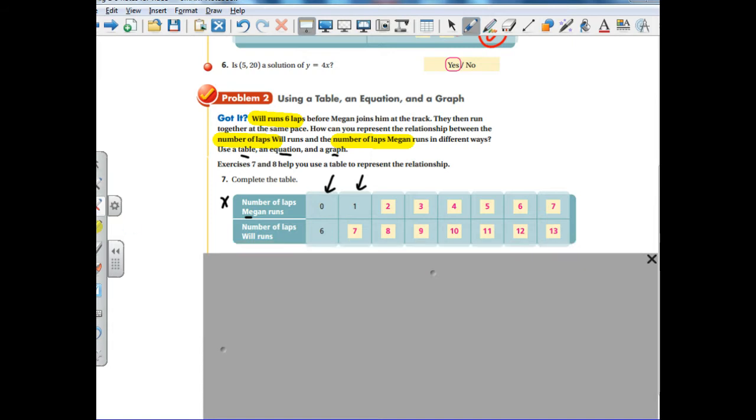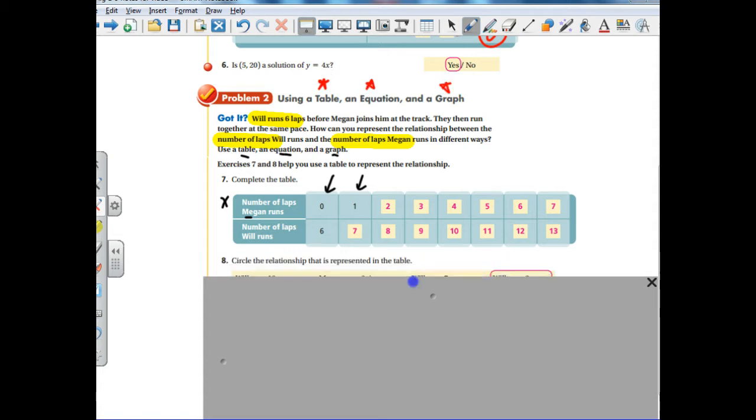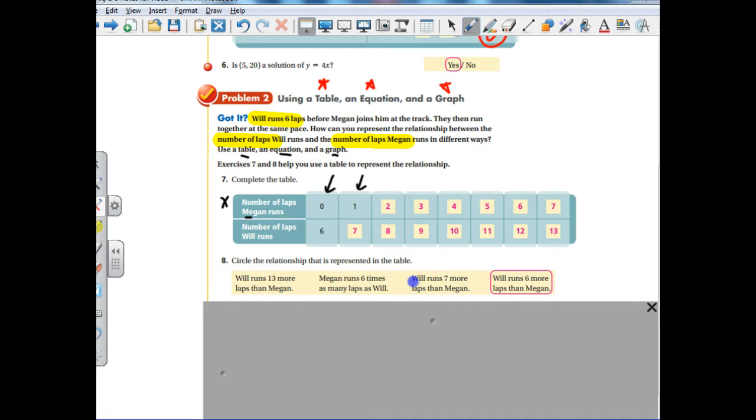Again, like I said at the beginning, we're just looking at the ways that a table and an equation and a graph can be used interchangeably, because there are times when each of those might be valuable for us to use. So number 8 says circle the relationship represented in the table. Well, did Will run 13 more laps? No. Did Megan run 6 times? No. Did Will run 7 more? No. Obviously, that's the one we want right there. Will runs 6 more laps than Megan.